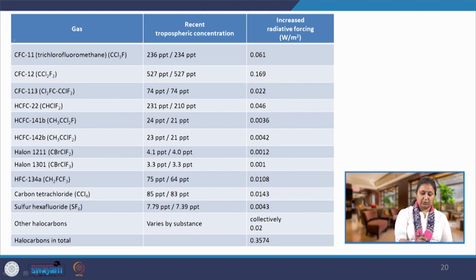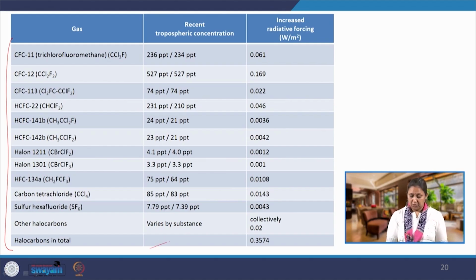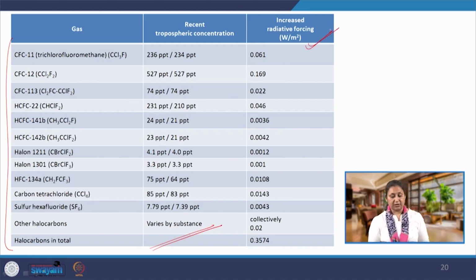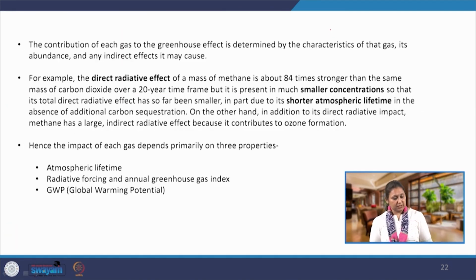looking at these chlorofluorocarbons. So, there are these different chlorofluorocarbons and how their concentrations have been. So, we also have a lot of increase in the concentrations of these chlorofluorocarbons and subsequently an increase in their radiative forcing. What is radiative forcing?